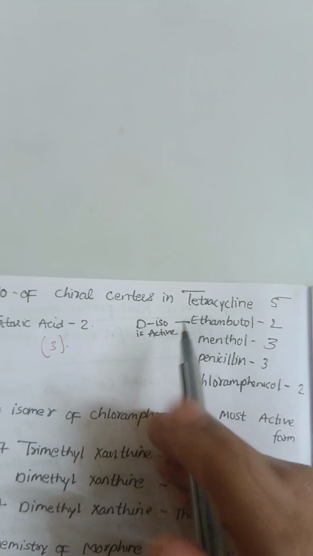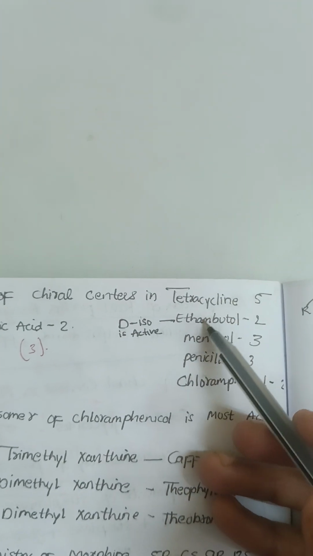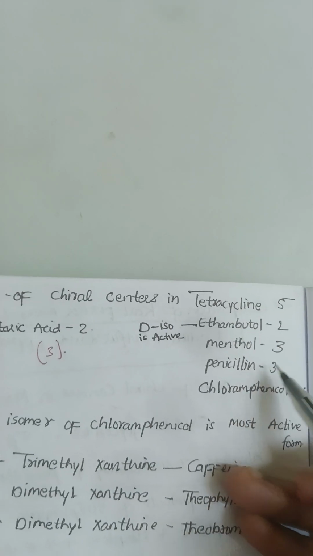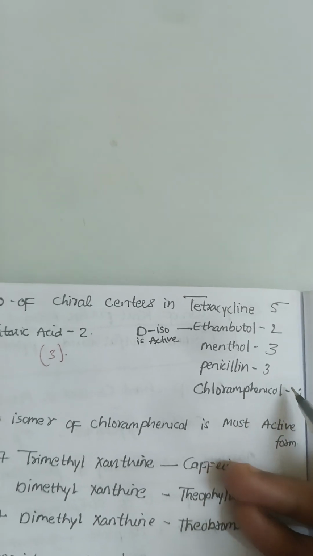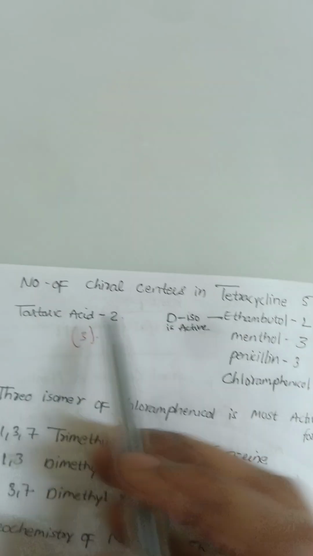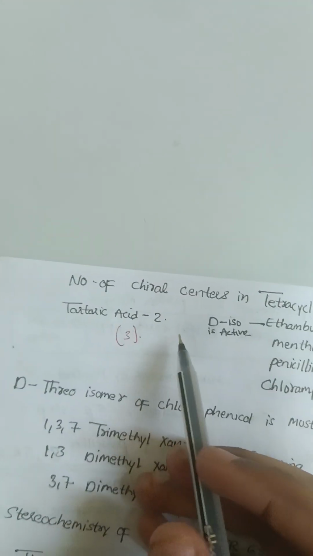The next is, the number of chiral centers in tetracycline is 5, in ethambutol it is 2, menthol 3, penicillin 3 and chloramphenicol 2. So these are the different numbers of chiral centers for different compounds, and for tartaric acid it is 2. Very important.